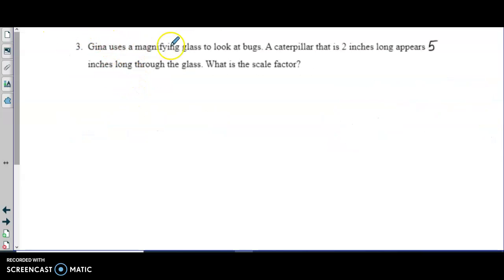All right, Gina uses a magnifying glass to look at a bug. A caterpillar that is 2 inches long appears to be 5 inches long through the glass. What is the scale factor?